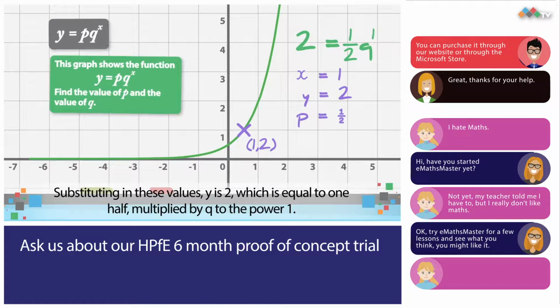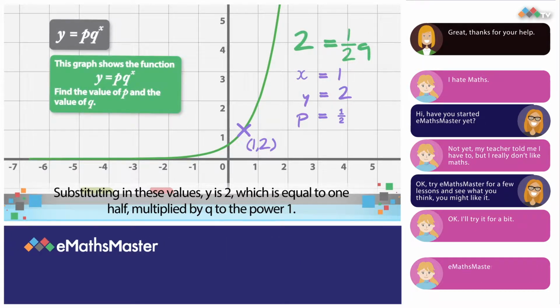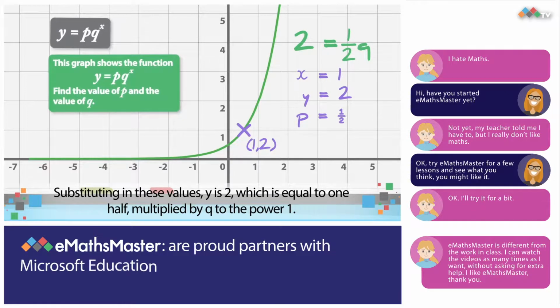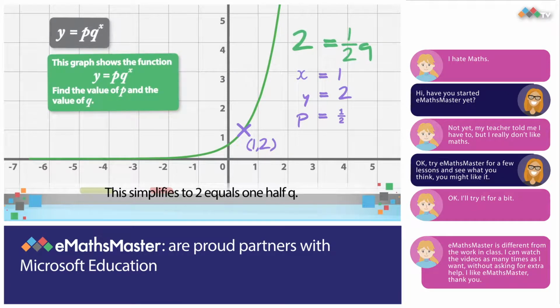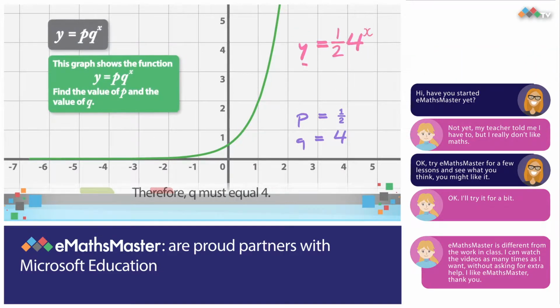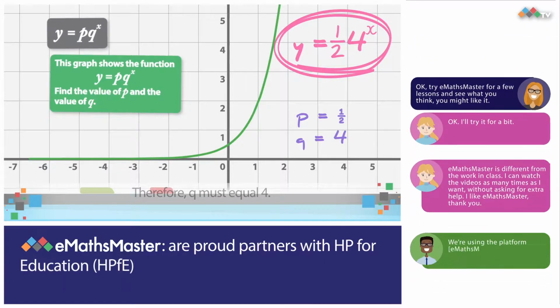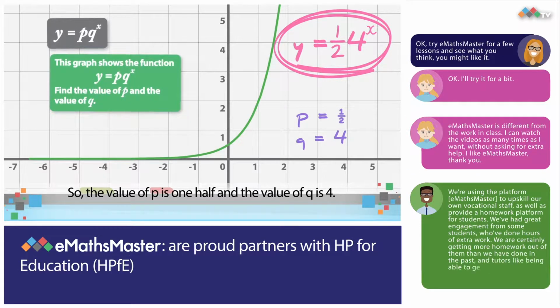Substituting in these values, y is 2, which is equal to 1/2, multiplied by q to the power 1. This simplifies to 2 equals 1/2 q. Therefore, q must equal 4. So, the value of p is 1/2, and the value of q is 4.